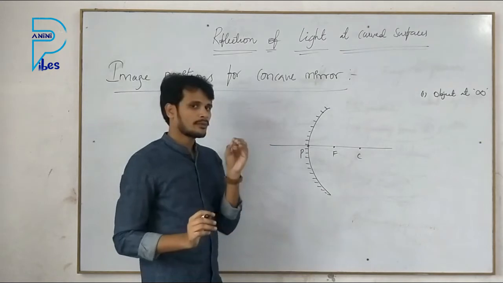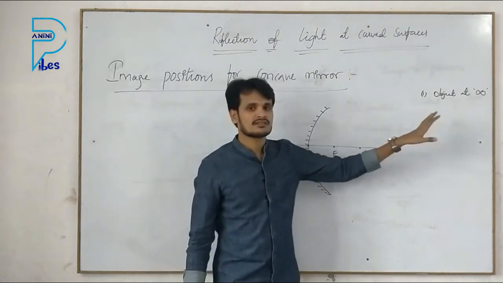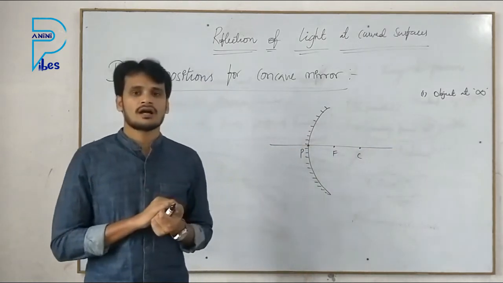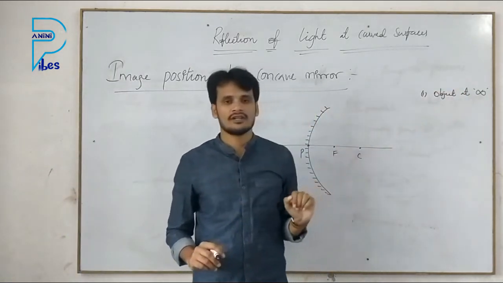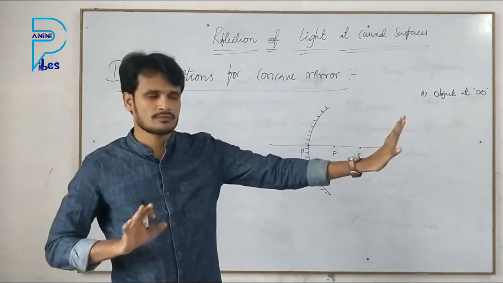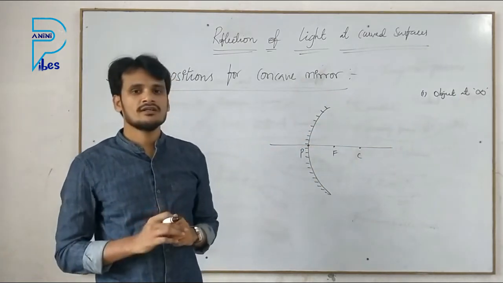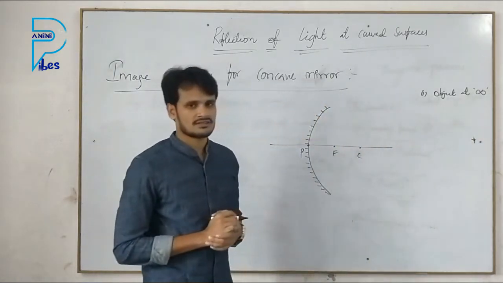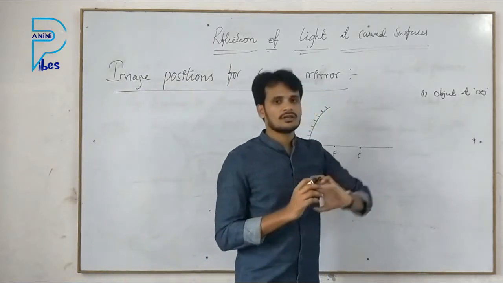infinity. If you are placing an object in front of a concave mirror at infinity distance, nothing but if we don't know the distance of the object from the concave mirror, in such a case we can treat it as object at infinity. The object distance is not given. In that case the object is at infinity. Somewhere else the object is placed, but we don't know the object distance. So that is the first case, object at infinity.